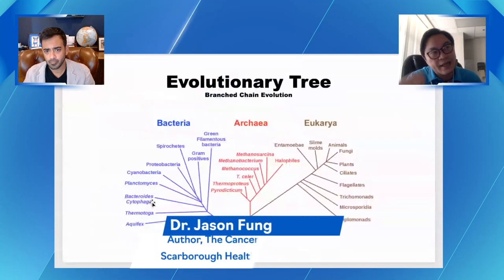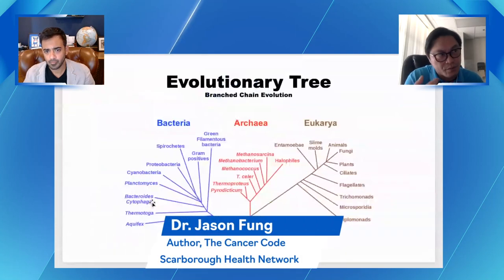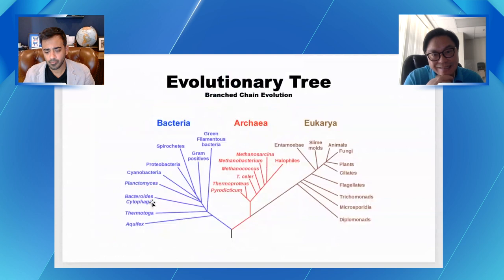This idea that cancer evolves from an evolutionary process, we actually know it happens. So this is an evolutionary tree, branch chain evolution. You have bacteria, they branch off here, eukaryotes branch off here. This is what it looks like. Well, this is what cancer looks like. This is from the New England Journal of Medicine.